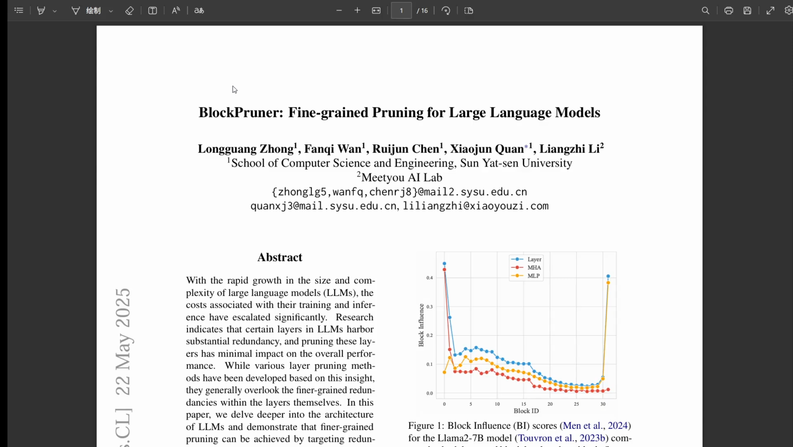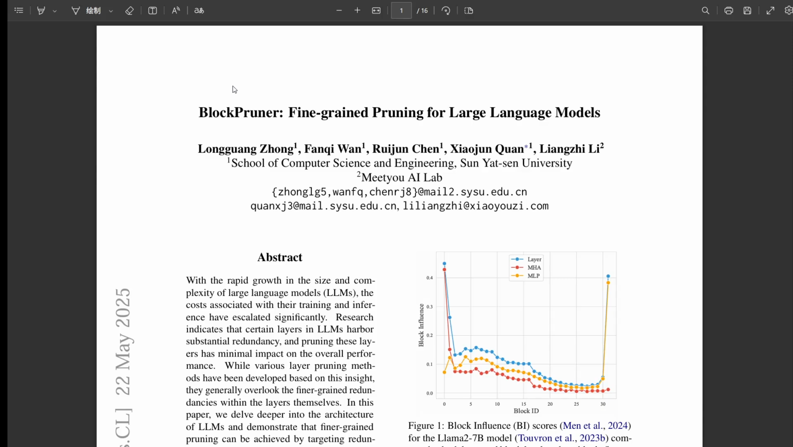Right. And the sources highlight that while structured methods that remove whole layers exist, like some of the baselines mentioned in the paper, I think, they might be missing something. They talk about these methods overlooking finer grained redundancies within the layers themselves. What does that actually mean? Well, earlier research had shown that some layers in an LLM might be less critical than others, and layer pruning methods worked by removing or merging those layers. But the hypothesis BlockPruner starts with is a bit more nuanced. It's that even within those layers that seem important on the surface, there's likely still unnecessary complexity or fine-grained redundancy, as they call it, embedded deeper inside.